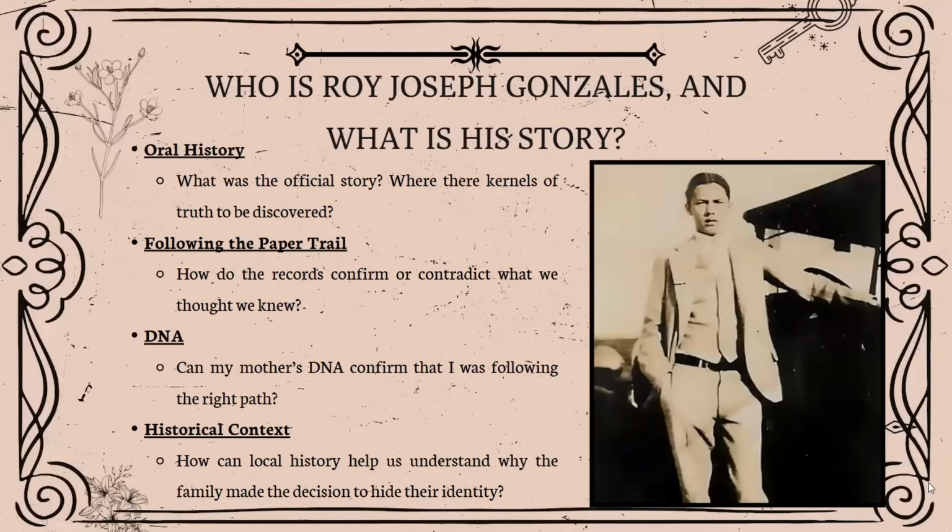Then we're going to follow the paper trail because if you do anything with oral history, you have to also follow the paper trail. Do the records confirm or contradict what we thought we knew? Does it add even more color or information? DNA, we'll talk a little bit about how my mother's DNA was able to confirm that I was on the right track. And of course, historical context. How can local history help us understand why the family made the decision to hide their identity? Because that's a big part of Roy's story.